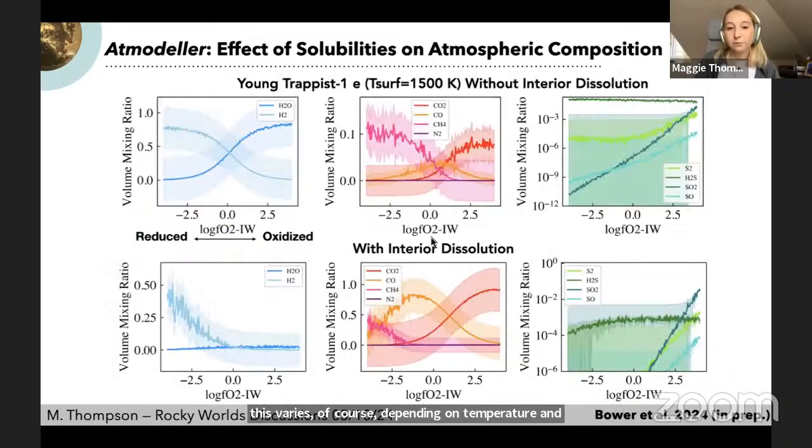And so just to show some of the results and how doing solubility experiments can be important and then be fed into a model to actually simulate something like, say, TRAPPIST-1e or a various exoplanet that you care about.